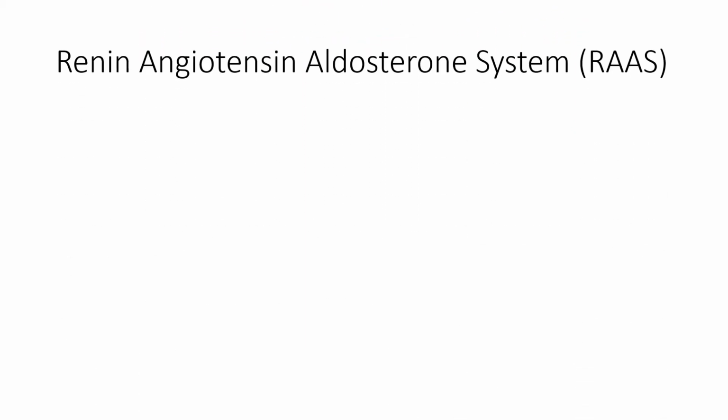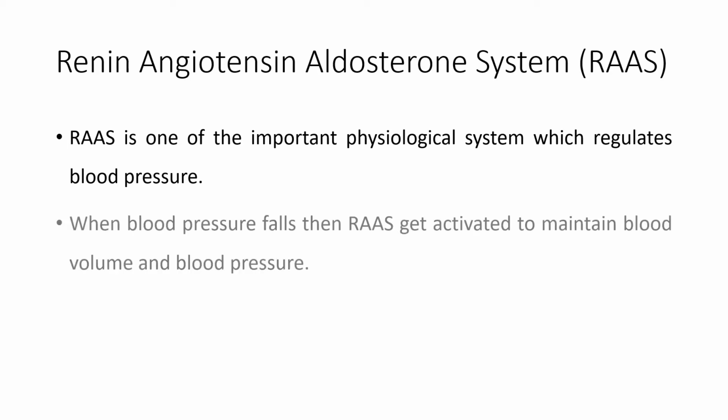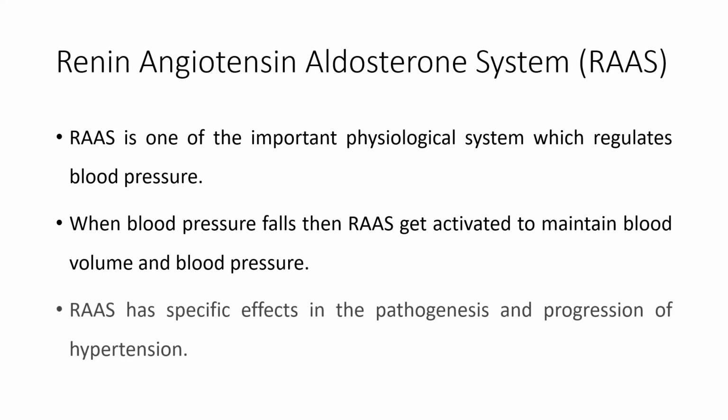So first we'll see what the renin-angiotensin-aldosterone system is. The renin-angiotensin-aldosterone system is one of the important physiological systems which regulates blood pressure. It maintains our blood pressure and blood volume. So when the blood pressure falls, this renin-angiotensin-aldosterone system gets activated to maintain blood volume and blood pressure.